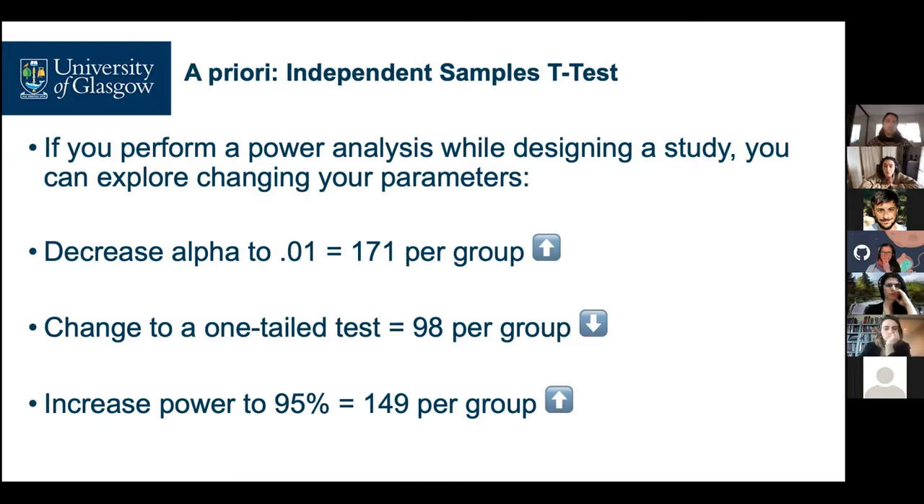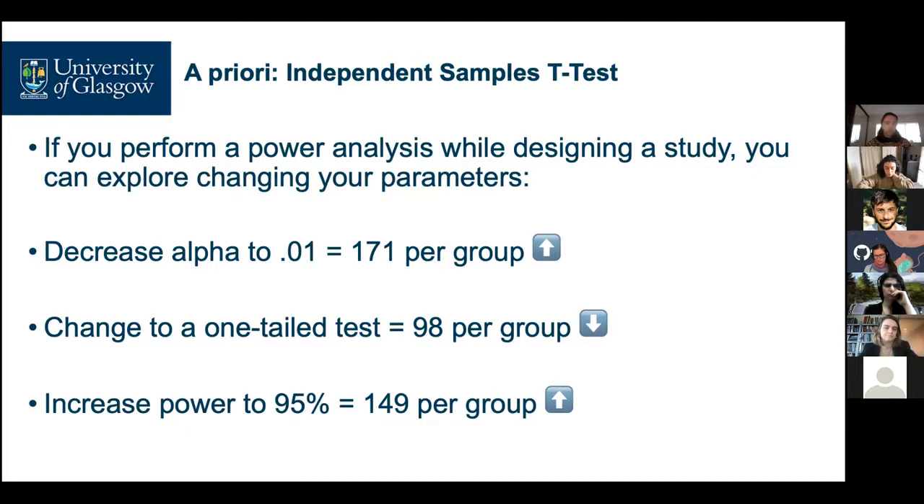So when you're designing a study, you can explore the parameters to see how it affects how many participants you would need. So for example, holding everything constant, so all the same inputs as before, if you decrease alpha to 0.01, so say you wanted fewer type 1 errors, instead of 121 participants per group, you need 171. So you need more participants to make fewer type 1 errors. If you changed it to a one-tailed test, so this is changing everything back to default, so if you change alpha to 0.05 again first, holding everything constant.